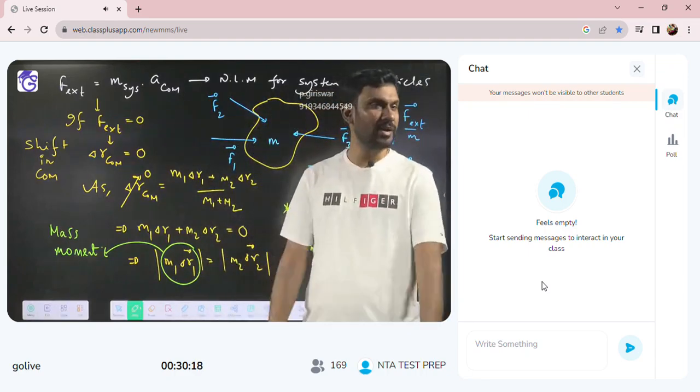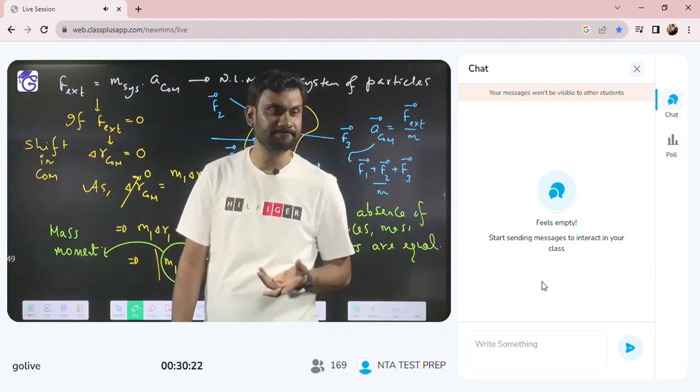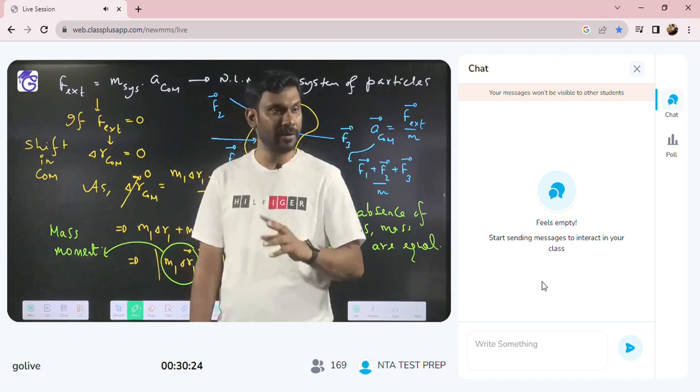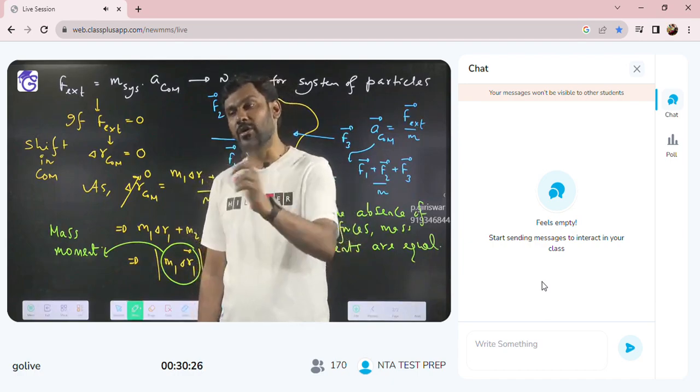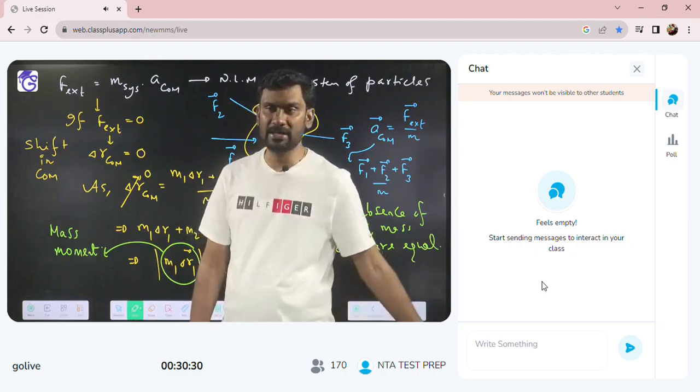You can draw an analogy. You must have read that F into R is the moment of a force, right? You have seen F into R is moment of a force. So by drawing the analogy, M into R is called mass moment. Is this concept clear to everyone?